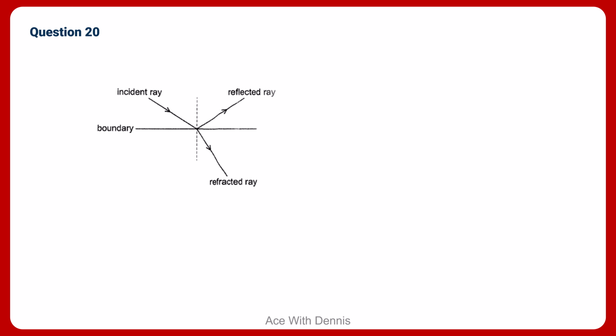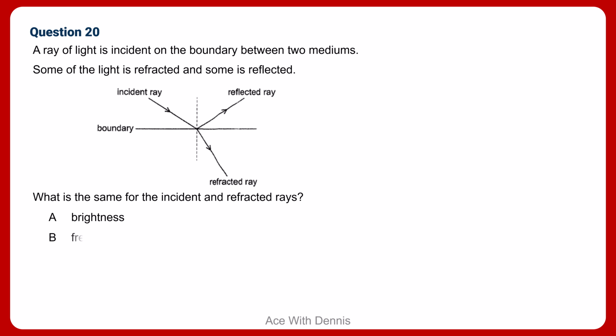Question 20. Given this diagram, a ray of light is incident on the boundary between two mediums. Some of the light is refracted and some is reflected. What is the same for the incident and refracted rays? A. Brightness, B. Frequency, C. Speed, or D. Wavelength.